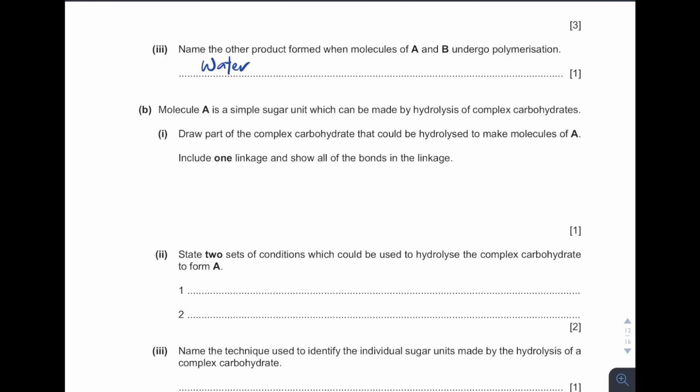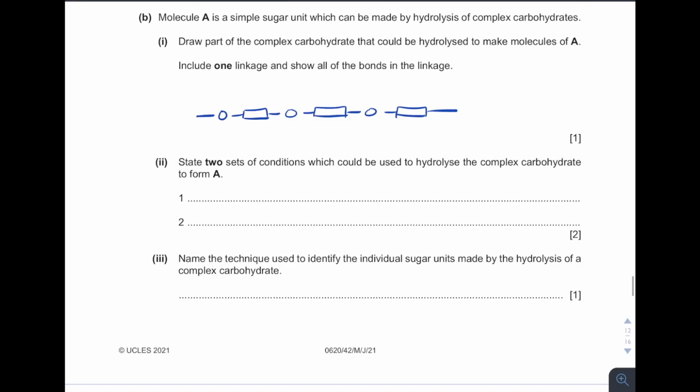Carbohydrates. So how do you draw carbohydrates? Remember, whenever you're asked to draw carbohydrates, always include a minimum of 3 repeat units. Then what are the 2 sets of conditions needed to carry out hydrolysis? Remember, it is acid and heat, or enzyme. So these are the 2 sets of different conditions that are needed.